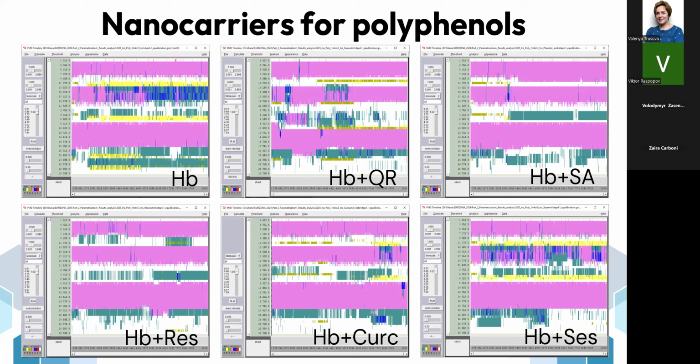So based on these integrative results from molecular docking and molecular dynamics simulation, we identified the complexes which were stable over the whole time and scale range, and which showed the best docking scores, and we found that albumin represents the most promising carrier for polyphenols.